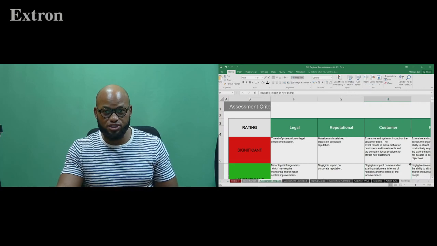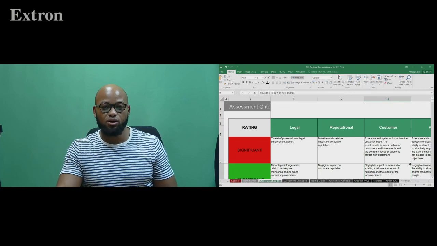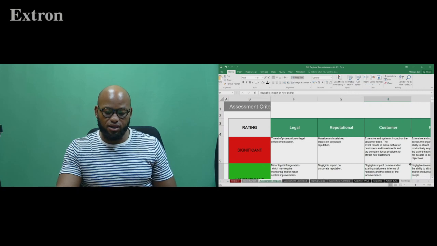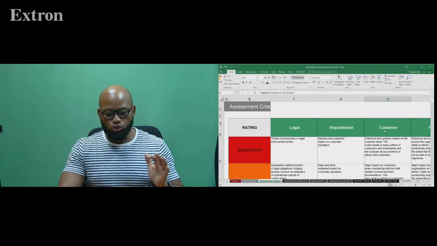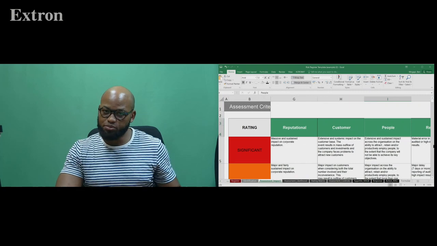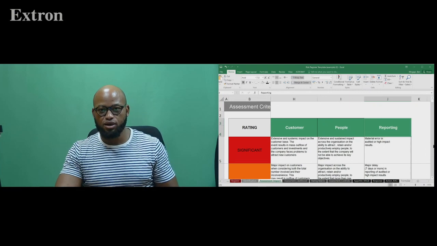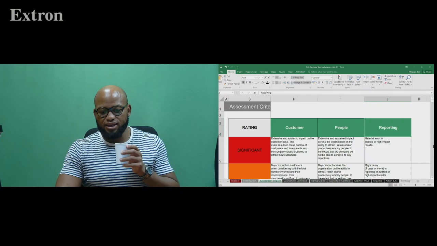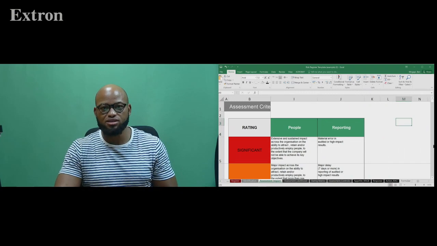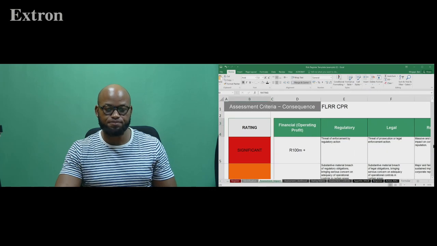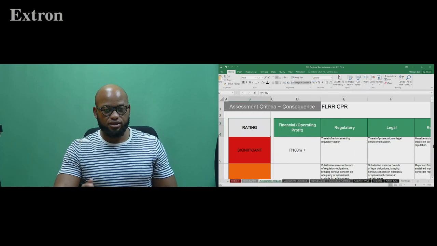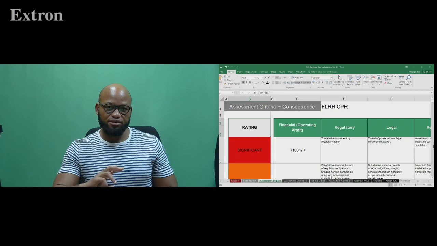However, if there was competition, if we're dealing with a different risk for Eskom or a different company, then maybe the customer dimension or the customer variable would have suggested that this is a significant risk. So we don't only consider customers, we consider people, in other words the staff, we consider reporting requirements, and any other thing which may not be mentioned in this model that you think is important in assessing the impact of a risk.